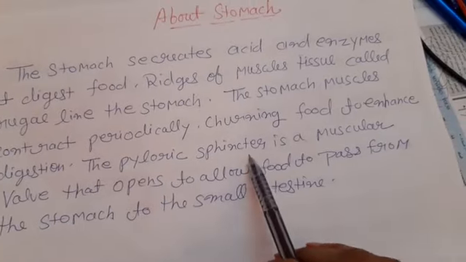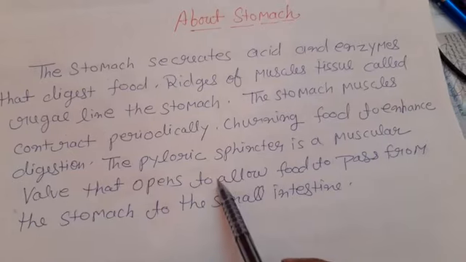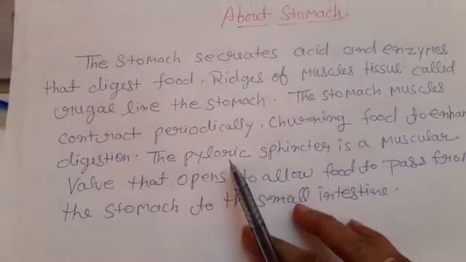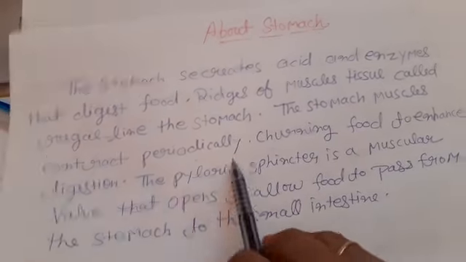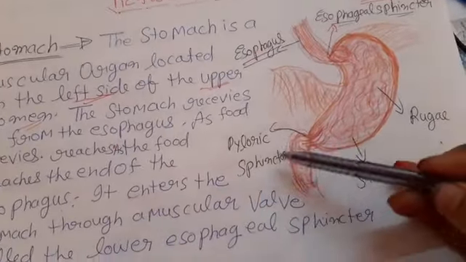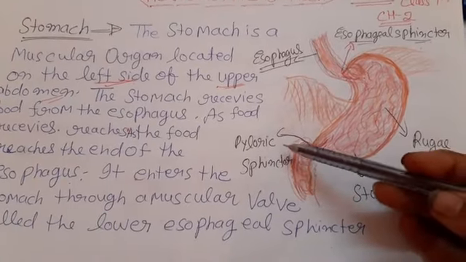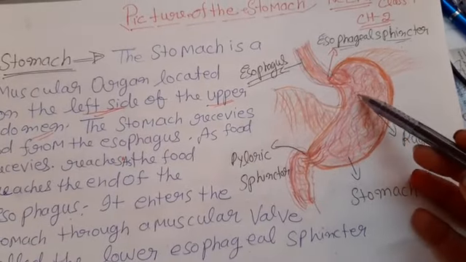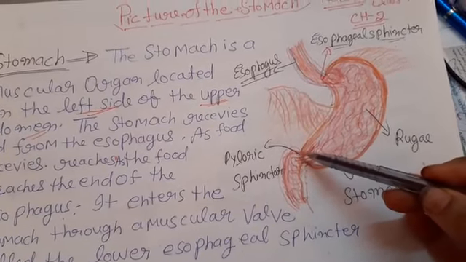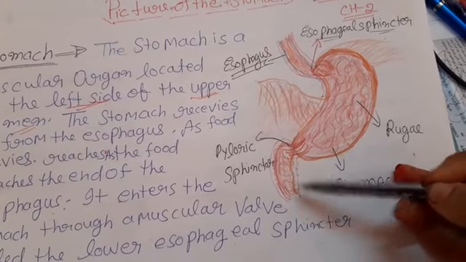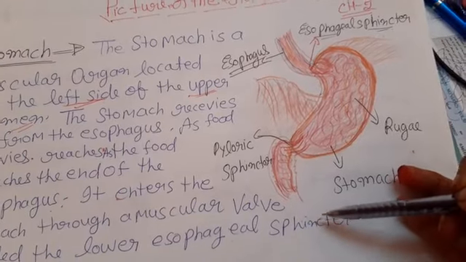The pyloric sphincter is a muscular valve that opens to allow food to pass from the stomach to the small intestine. This is a diagram of the pyloric sphincter. The main function of this sphincter is that food comes from the stomach and is carried down to the small intestine.